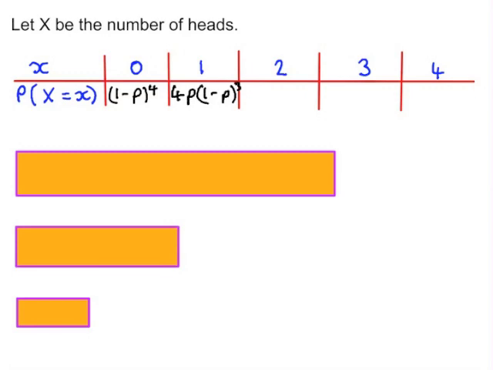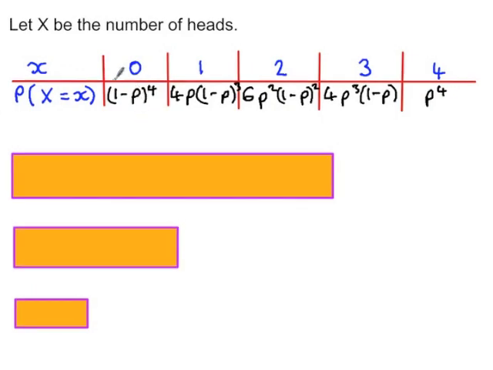For 2 heads, there are 6 ways of doing this, and each way consists of 2 p's and 2 (1 minus p)'s. For 3 heads, it's 4 p cubed (1 minus p), and for 4 heads it's p to the power of 4.